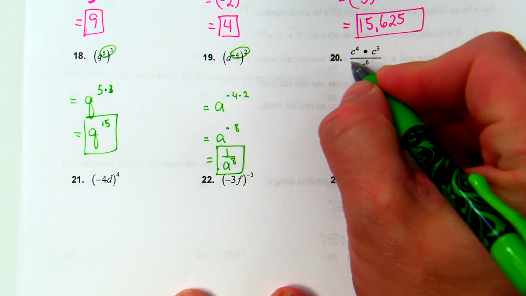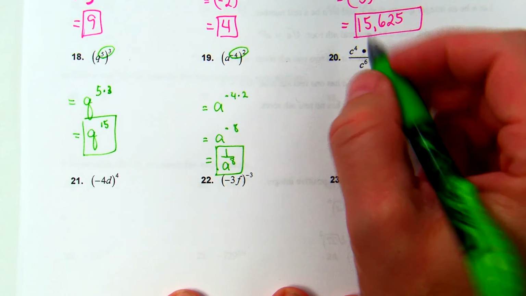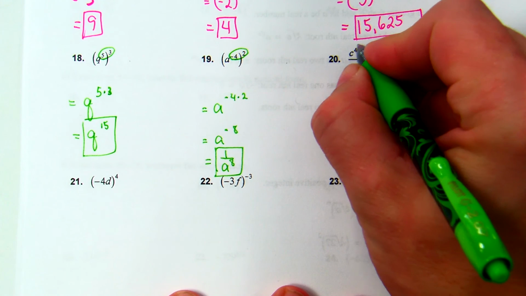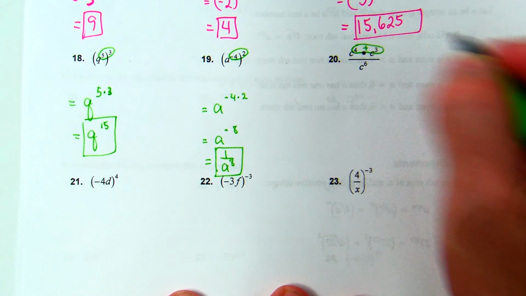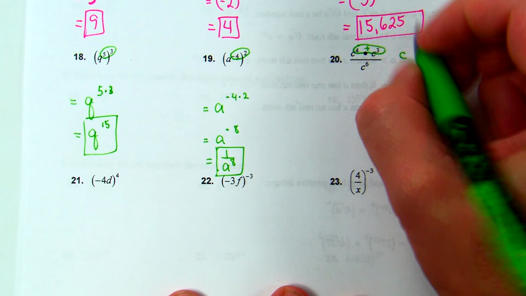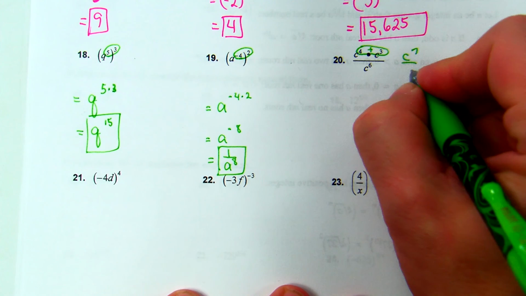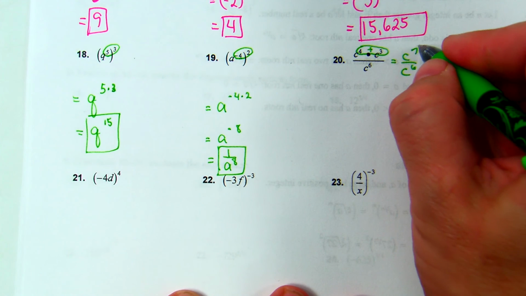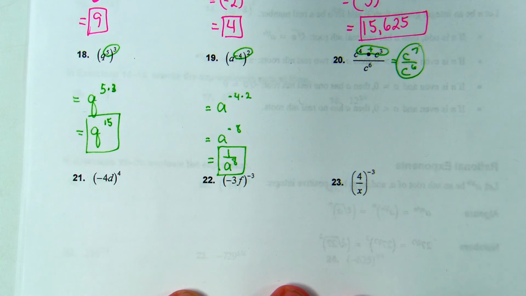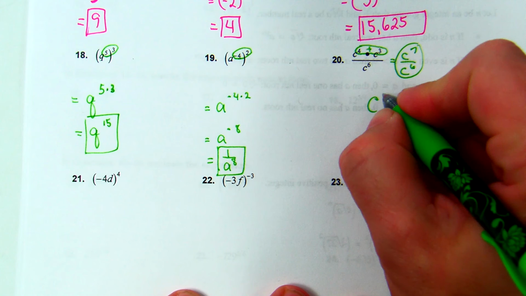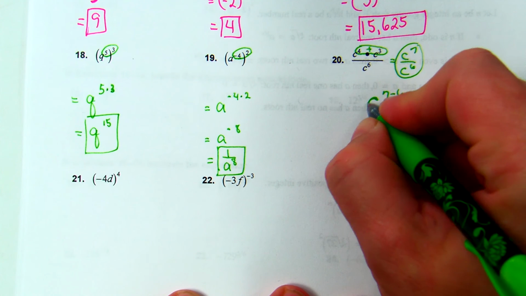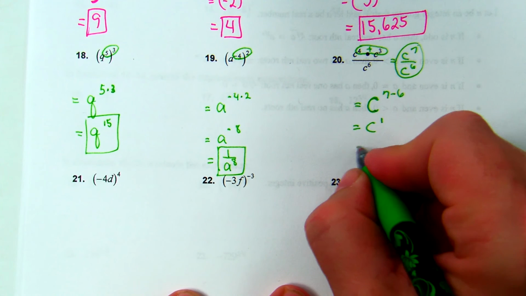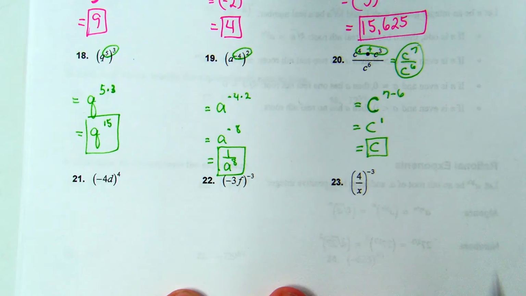Lastly here for number 20, and then we'll finish these out here. We've got a multiplication across the top, same base, so we're going to have 4 plus 3. So we'll have c to the 7th all over c to the 6th. And then now we have a division or a quotient, and so we're going to have c to the 7 minus 6 power. And c to the 7 minus 6 power is just c to the 1st power, which just ends up being c.